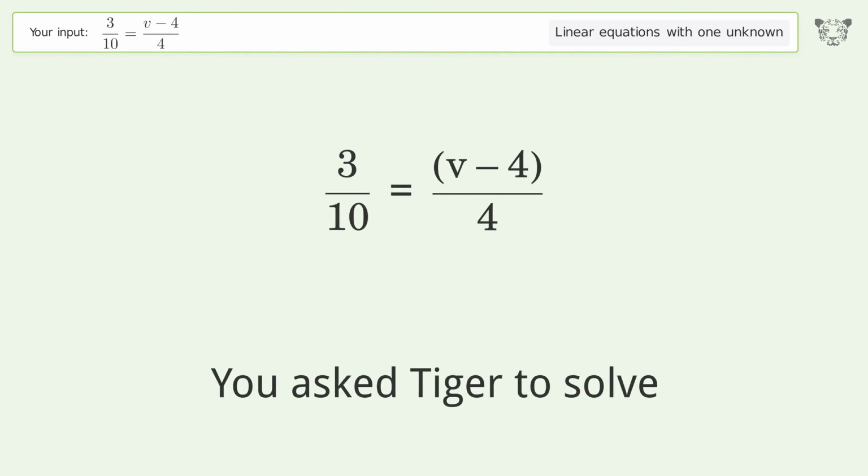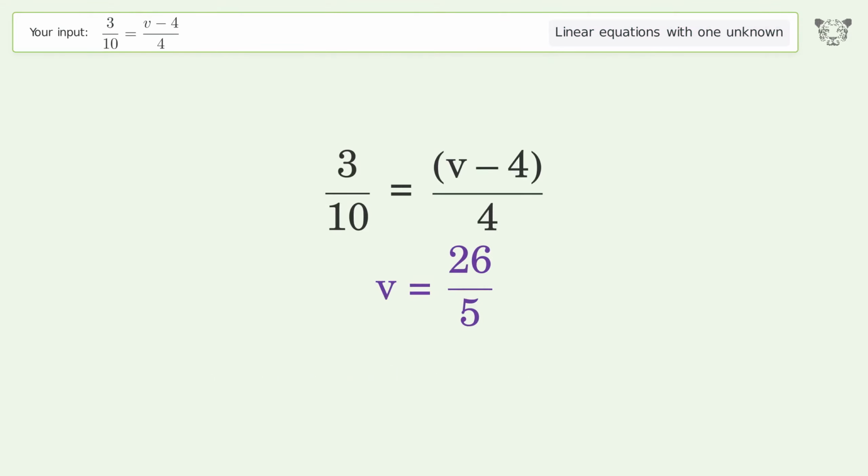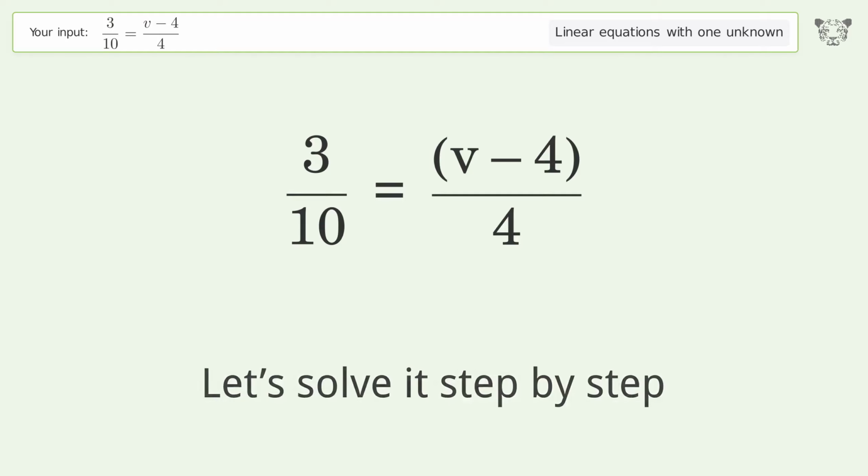You ask Tiger to solve. This deals with linear equations with one unknown. The final result is v equals 26/5. Let's solve it step by step.